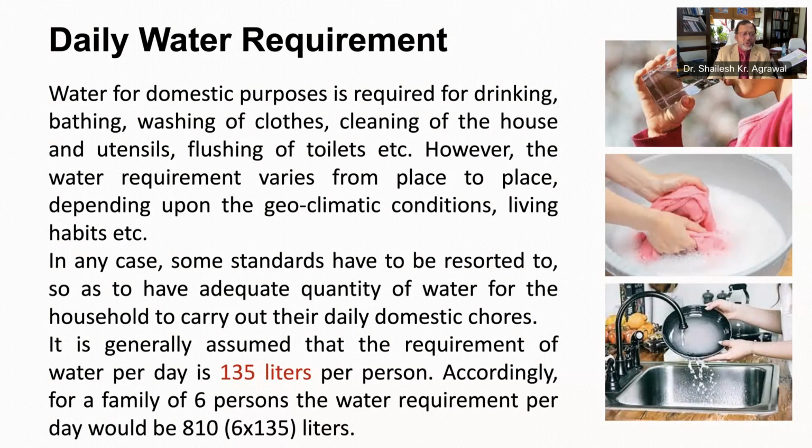It is generally assumed that the requirement of water per day per capita is 135 liters. Accordingly, for a family of 6 persons, the water requirement per day would be 135 multiplied by 6, which will be equal to 810 liters.